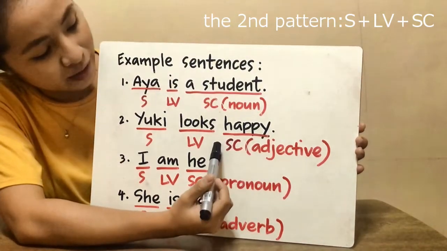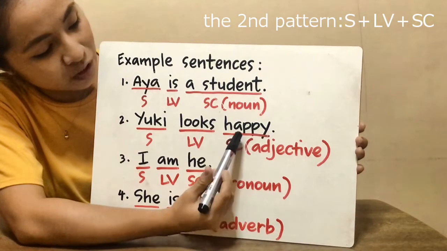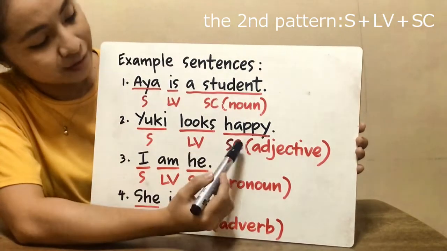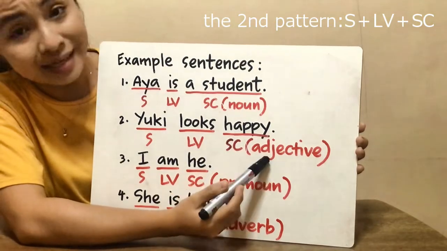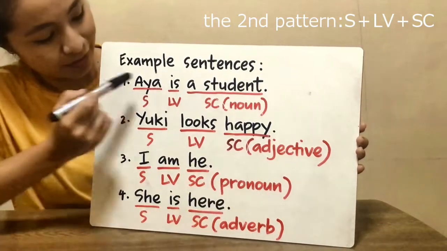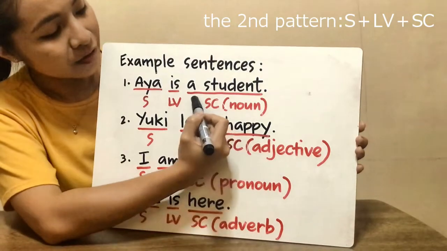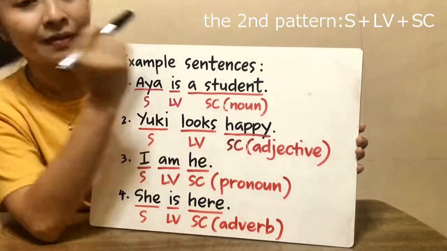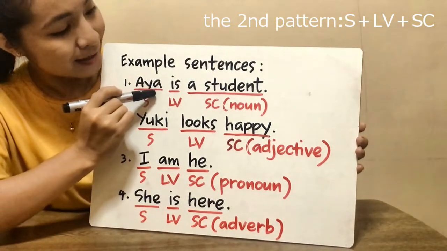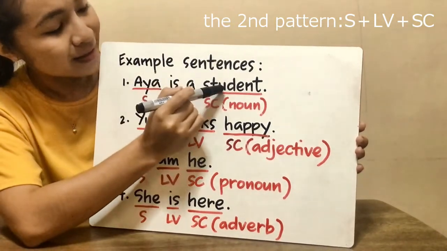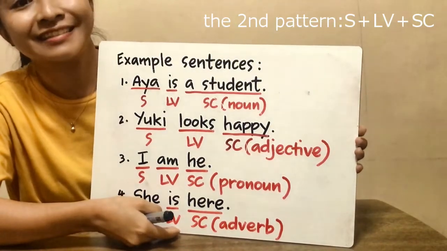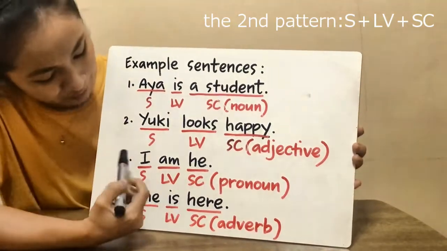Again, your subject complement, which is happy, describes Yuki. So your subject complement is an adjective. The first one is your subject complement identifies Aya, meaning Aya and the student is equal, or it talks about the same person.